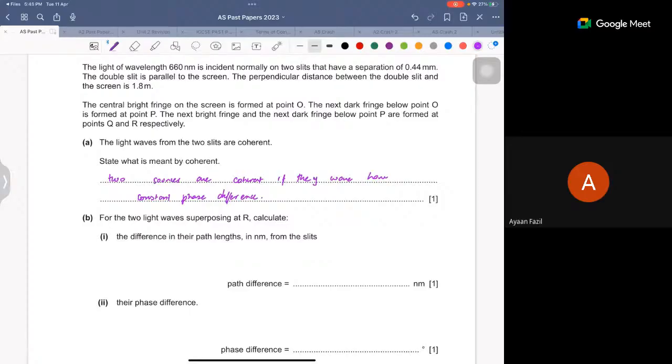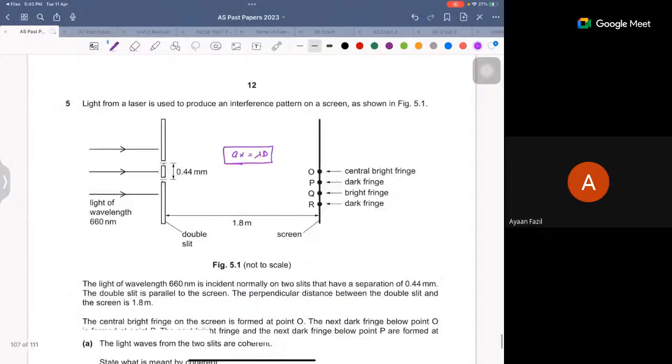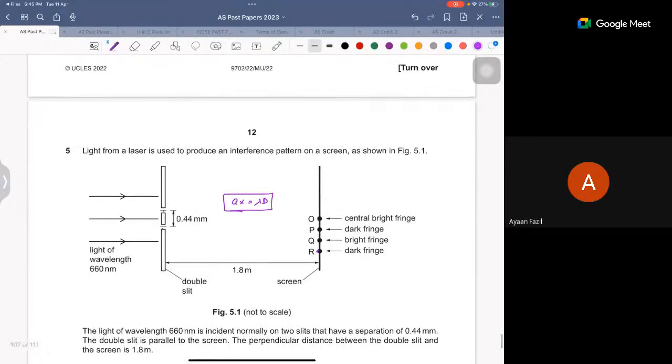For the two light waves superposing at R, where's R? We want to find the path difference from here till here. First of all, this is the central fringe, so here n will be equal to 0. The bright fringe will be n equals 1. This one will be n equals 0.5, and this one n equals 1.5, because darks are like 0.5, 1.5, 2.5, like that.